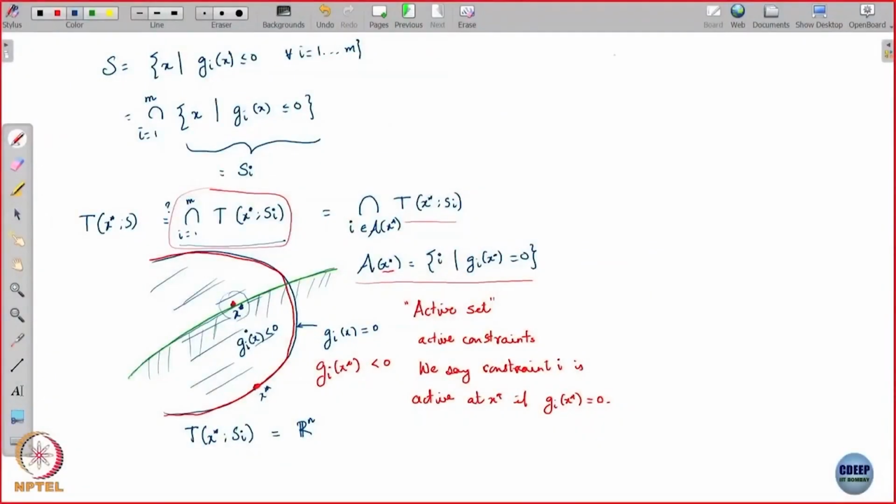Let us see, suppose I have a constraint like this.